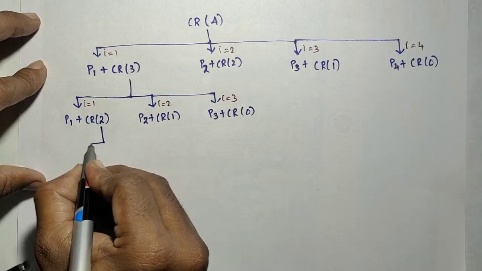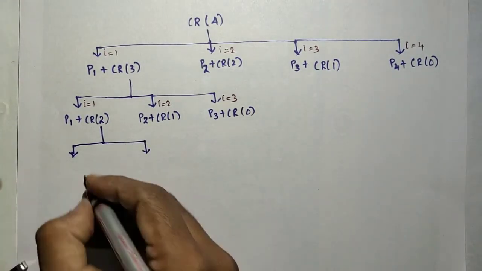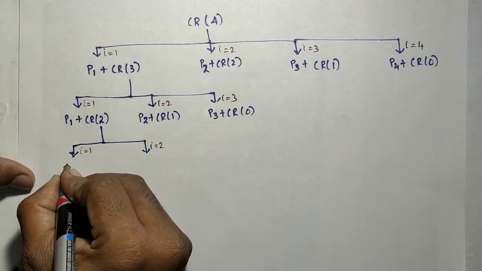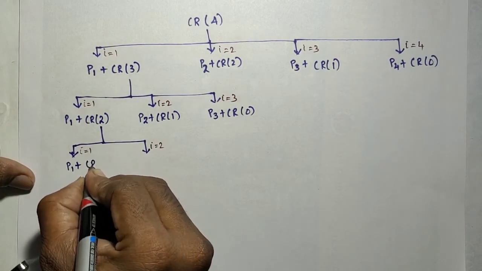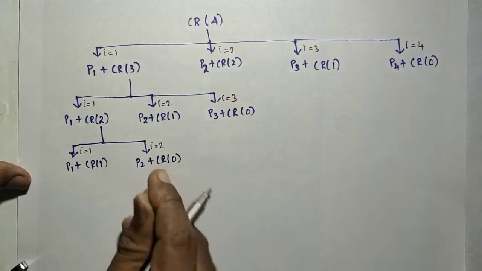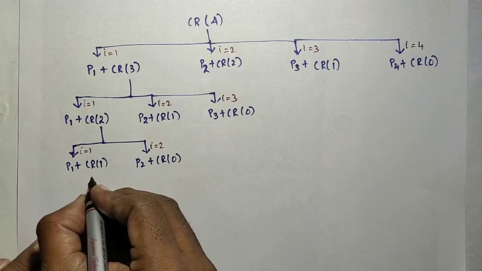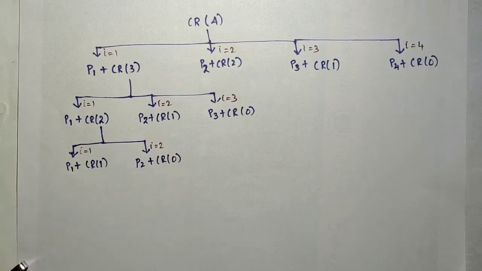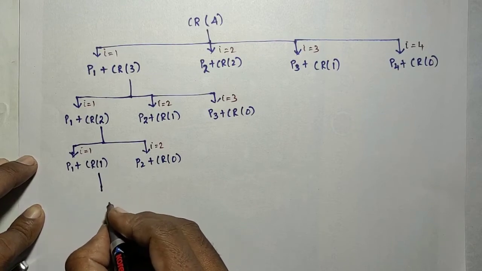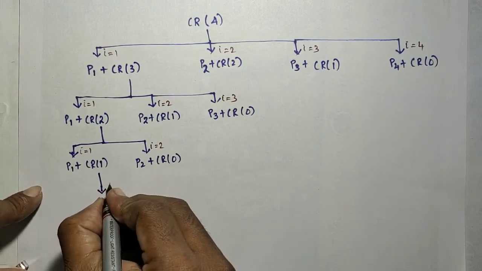In this recursive call again I equal to 1, and then I equal to 2. In this case p1 plus, again p1 plus CR of 0, 1 inch rod maximum, and p2 plus CR of 0. Now this will get executed after completing this. And this will be expanded like I equal to 1, it will be executed only for I equal to 1.